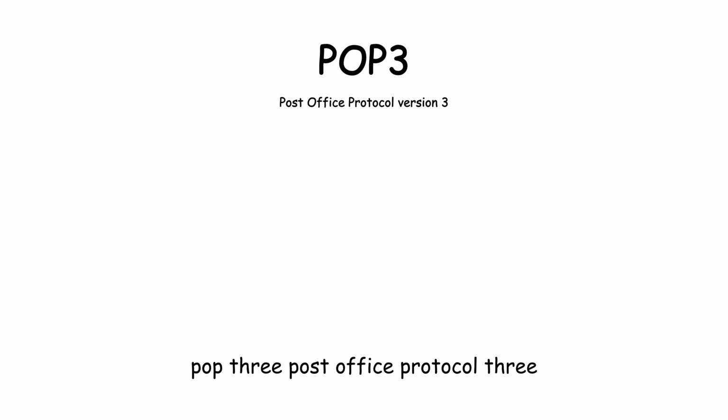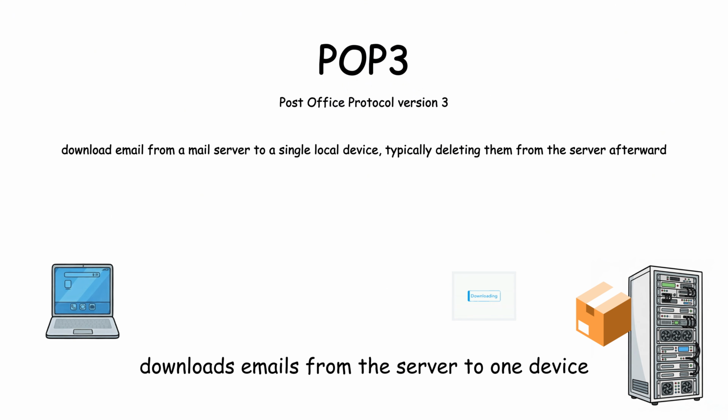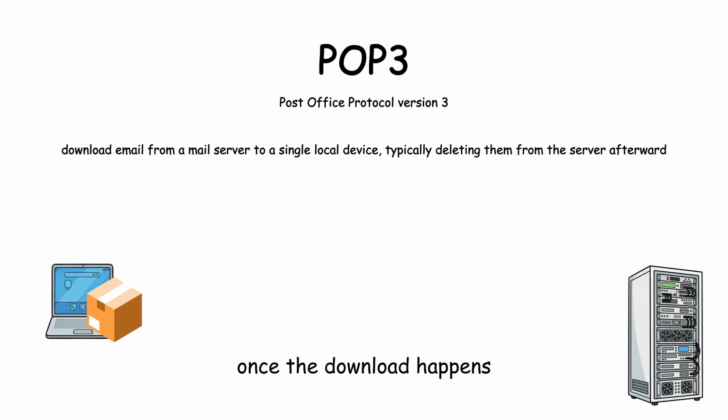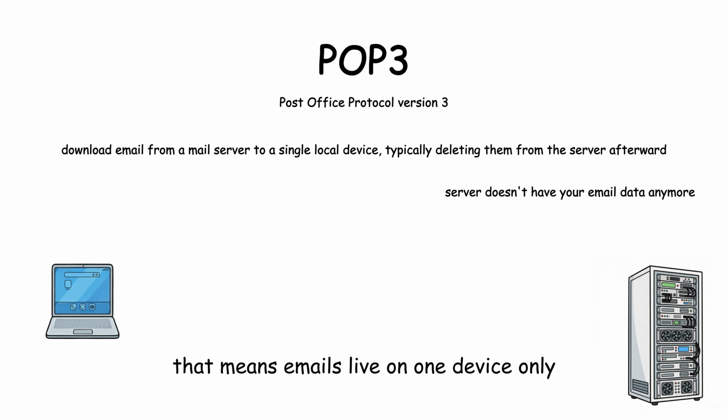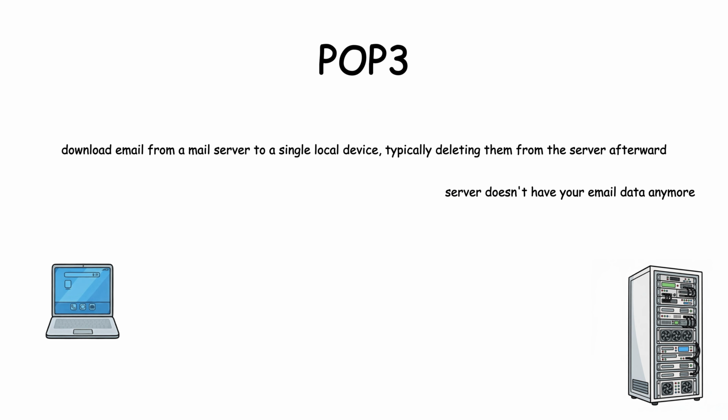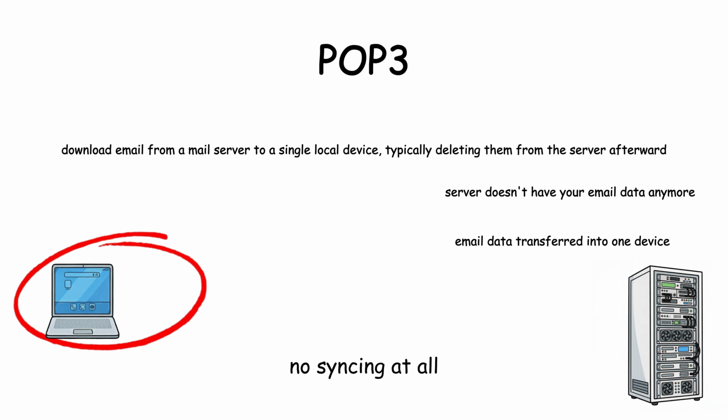POP3, Post Office Protocol 3, downloads emails from the server to one device. Once the download happens, the emails are usually deleted from the server. That means emails live on one device only. Other devices won't see them, no syncing at all.